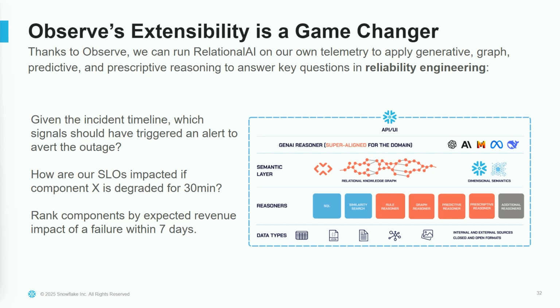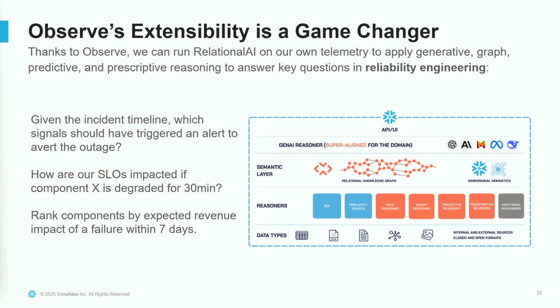So for example, given the incident timeline, which signals should have triggered an alert to avert the outage? How are our SLOs impacted if component X is degraded for 30 minutes? Rank components by expected revenue impact of a failure within 7 days. So these types of questions need complex reasoning. I need an understanding of your business. You need to know what is an SLO? How does a component failing impact that SLO?